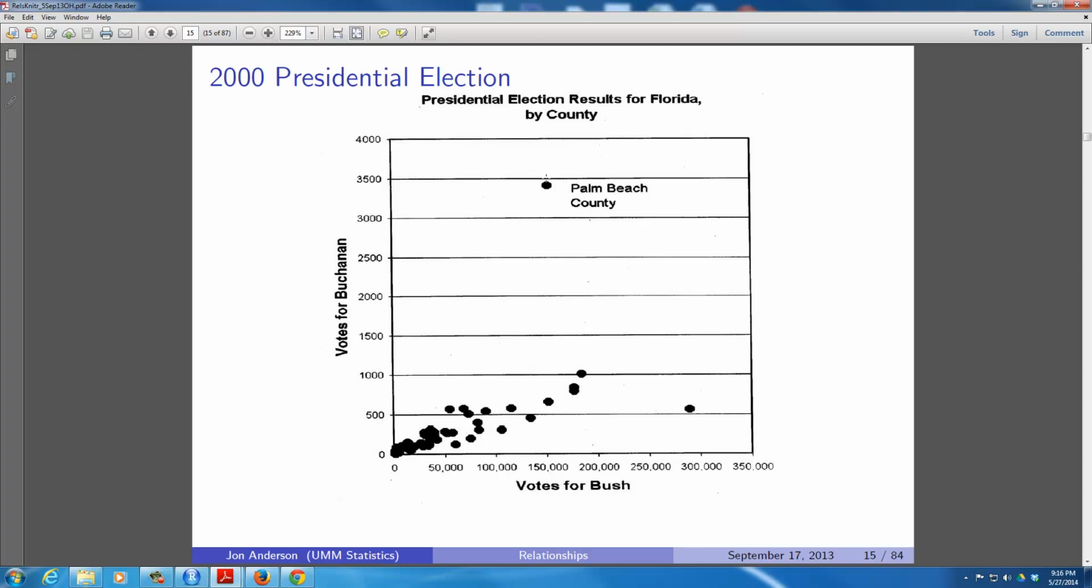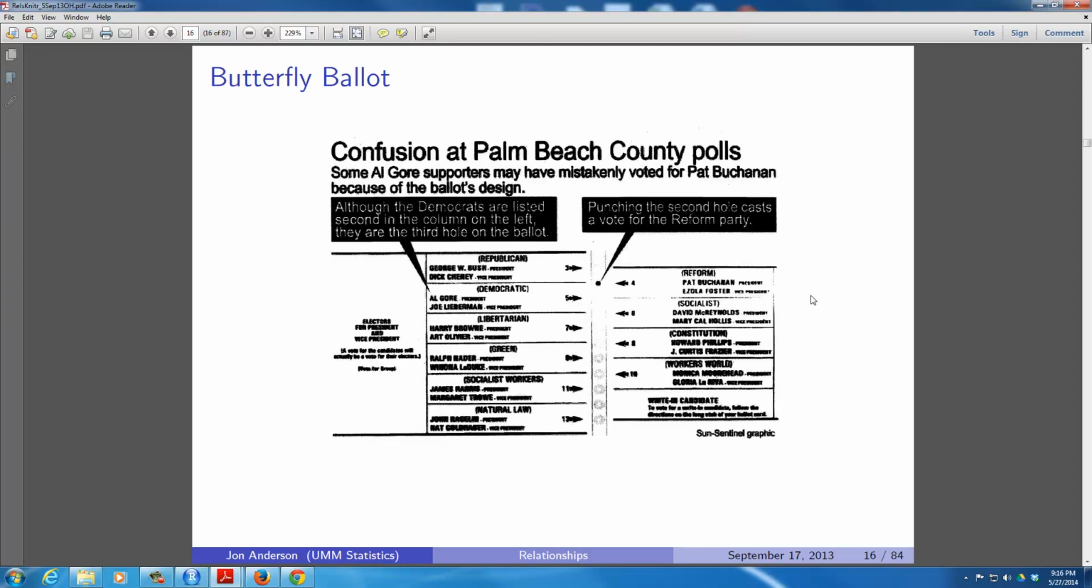Why did this sort of unusual data case occur? Well, it's from this very infamous ballot that was used in Palm Beach County called the butterfly ballot. And if you look at the construction of this, if you wanted to vote for George Bush, you would circle in a dot that would be right about here. If you wanted to vote for Al Gore, you would circle in a dot right about here. And unfortunately, they put a dot in between those that corresponded to Pat Buchanan.